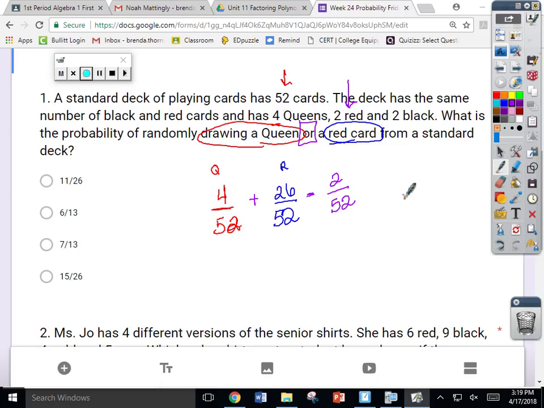Then I could take my calculator and add and subtract all of those things. 4 over 52 plus 26 over 52 minus 2 over 52, which my calculator tells me is 7 over 13. So this is the 2 red queens.